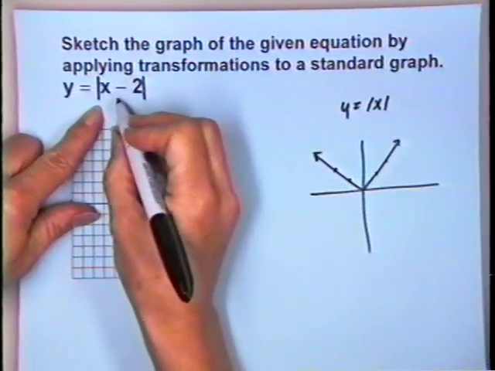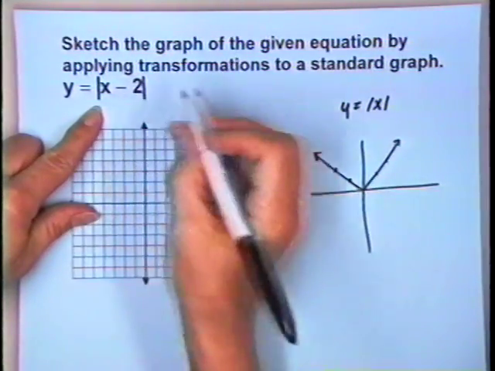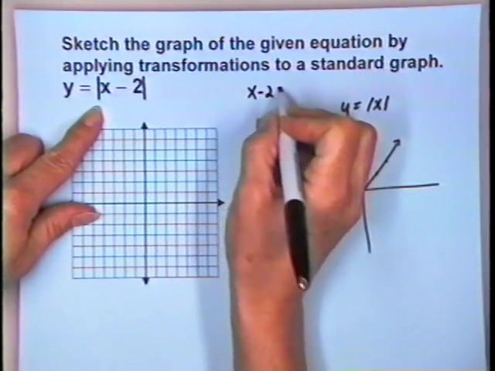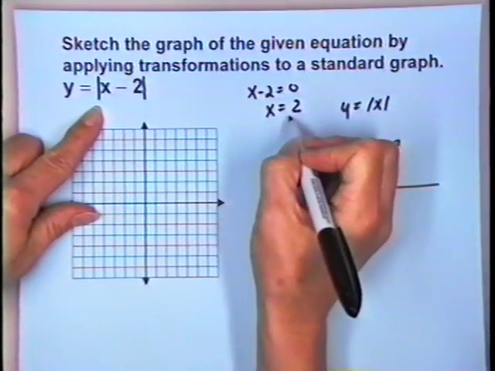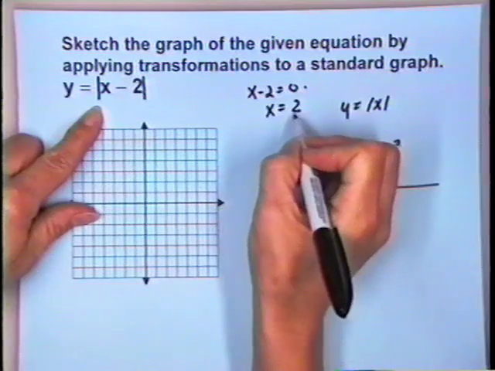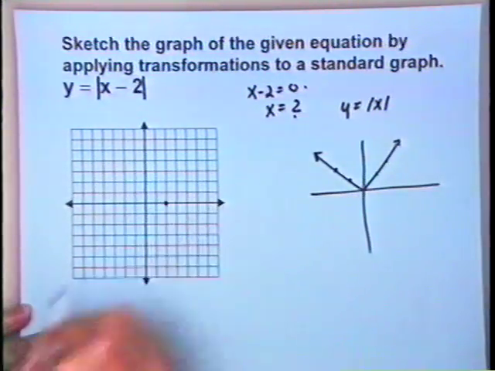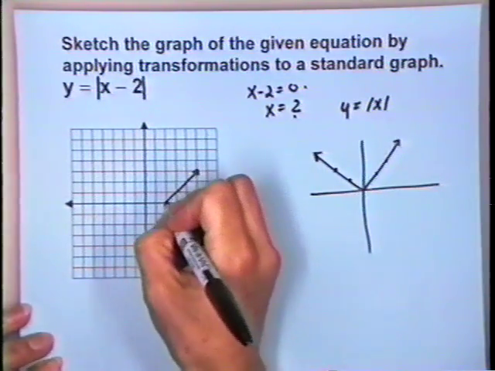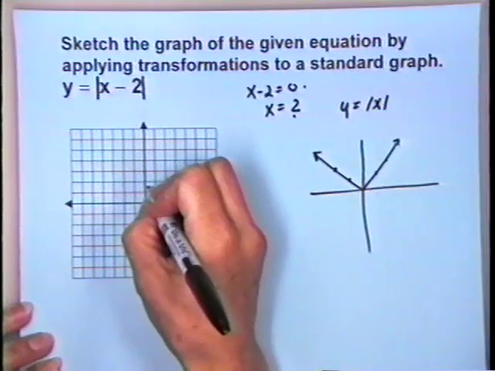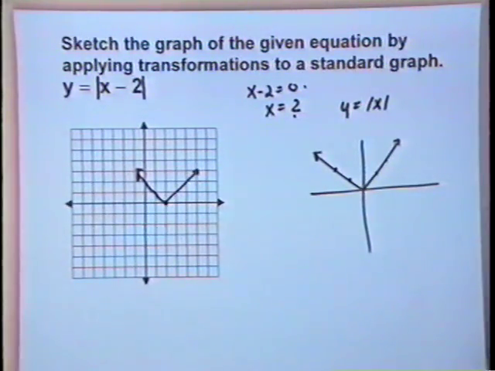Now remember, when you have something happen to x, it causes a horizontal shift. And how do we decide? If x minus 2 equals 0, then x equals 2. So what does that cause me to do? What used to happen at 0 now happens at 2. So I'm going to go over here to x equals 2. And then I know that I'm just going to have the lines going up from that point forming that V shape. And I have the sketch of my graph.